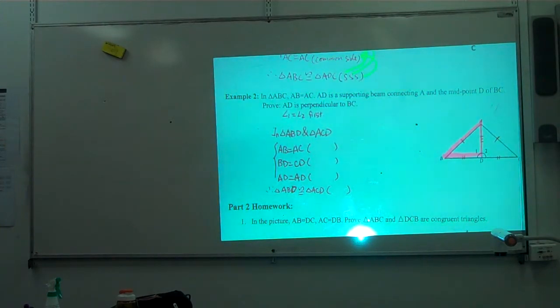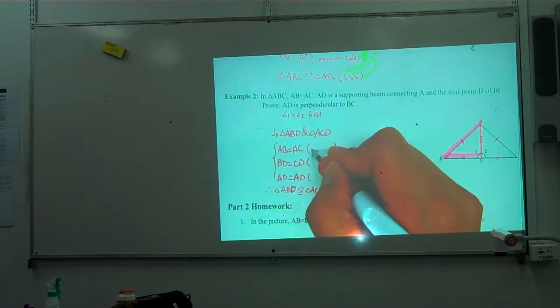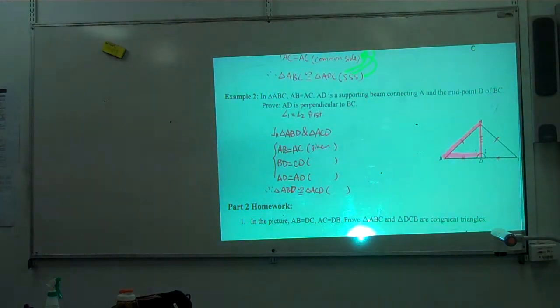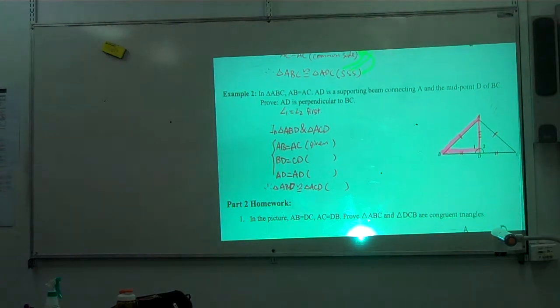Now, I just want you to tell me, what do I have to write here? AB equals AC. What do I write in the bracket? Given, because it's here. In the question, AB equals AC. You are given. So, this is my first side. And then BD equals CD.